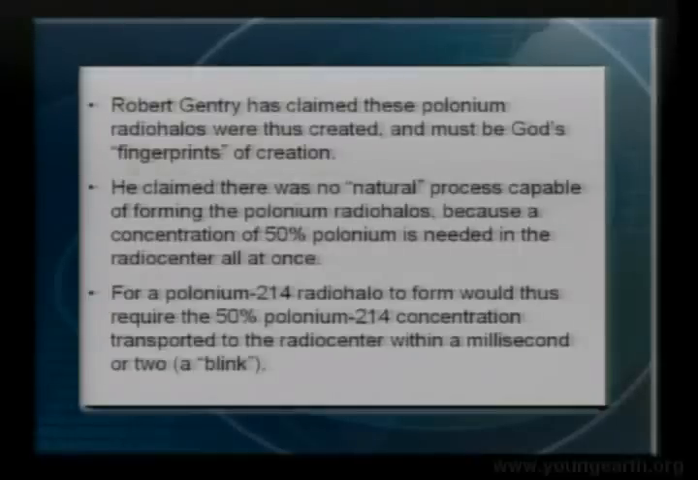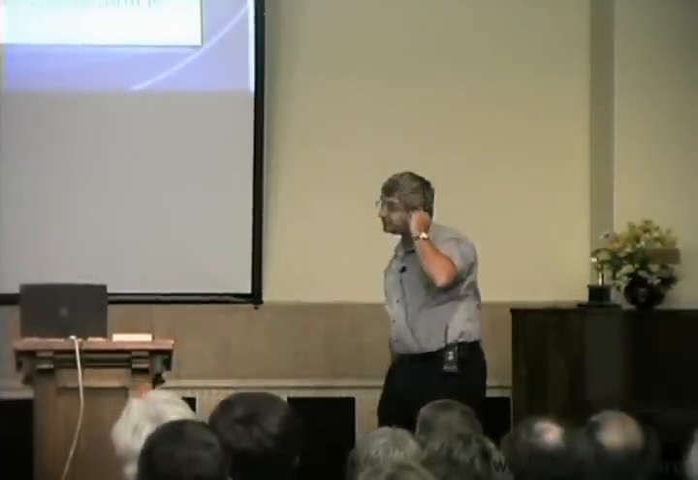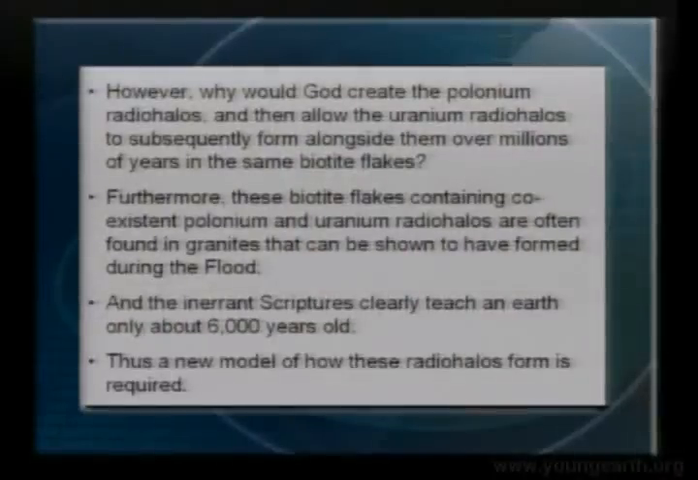And he therefore said, okay, if the halos form rapidly, the polonium must have formed rapidly, and God must have created the polonium in place. Now, since this was in a granite, he claimed that these granites were also therefore created. However, why did God create the polonium radiohalos and then allow the uranium radiohalos alongside of them in the biotite flakes to then form over millions of years in the same biotite flakes? It doesn't seem to make sense.